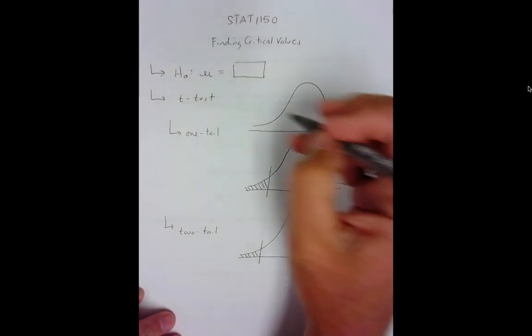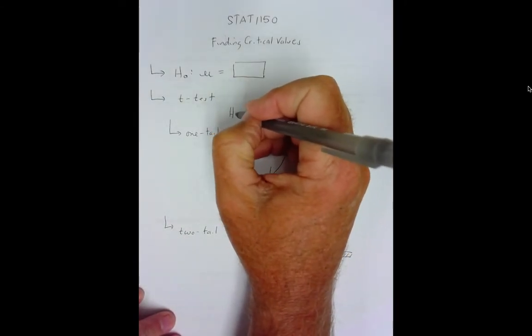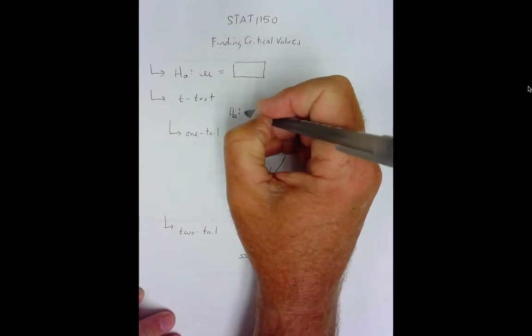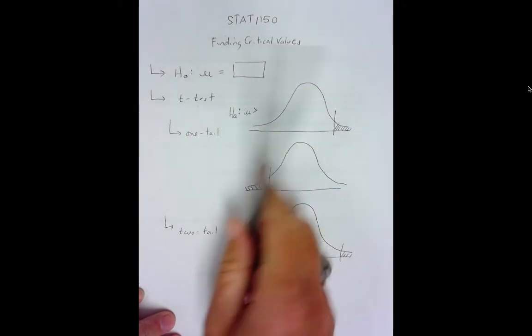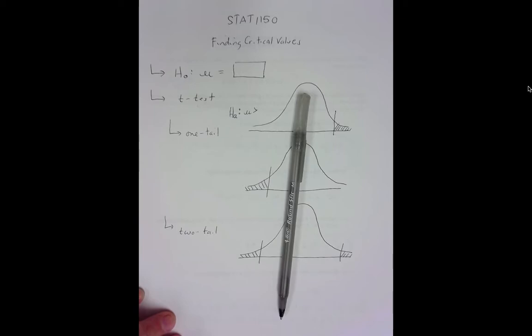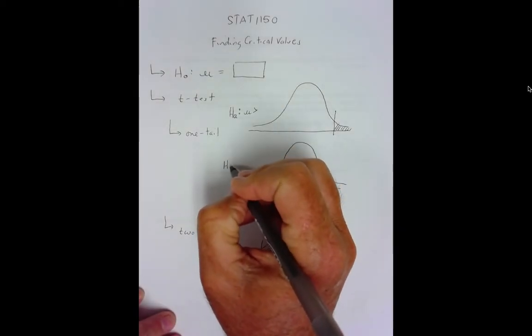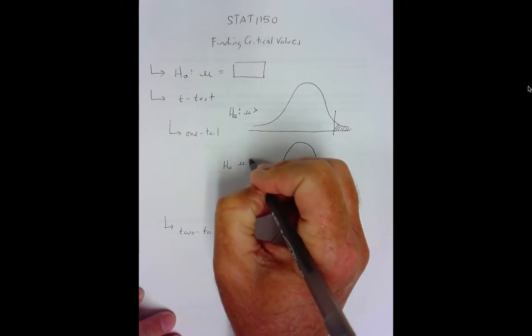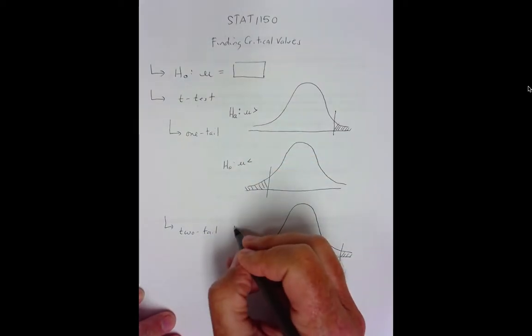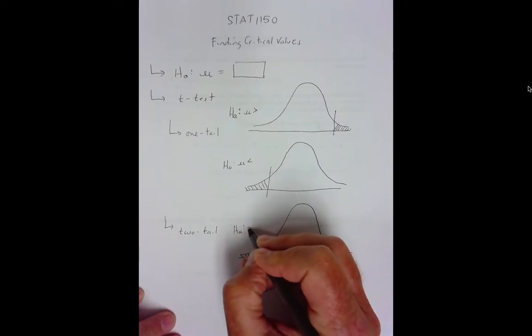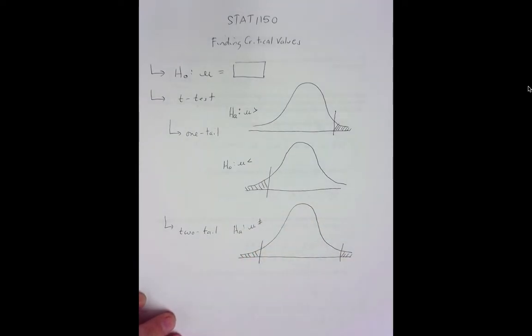Now, you should know by now that this situation is when we have a mu greater than. This situation is when we have an alternative of mu less than. And this situation is when we have an alternative mu not equal to.